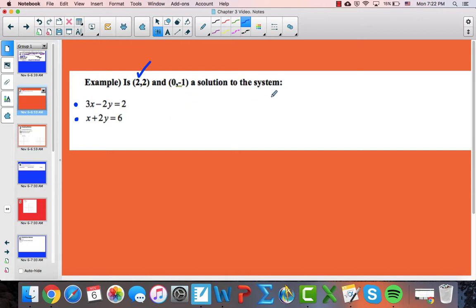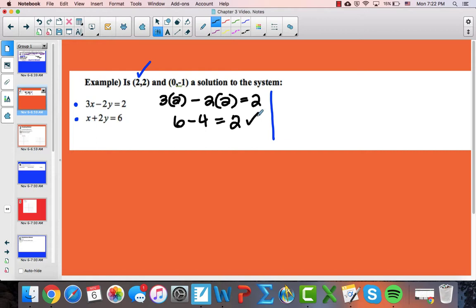All right, now if that is the solution, then the other one would not be because two lines can only intersect in one place. All right, so I'm going to test it. I'm going to plug in 2 for x and y. So 3 times 2 minus 2 times 2, does that equal 2? All right, so I get 6 minus 4, it does equal 2. Awesome. So now I got to test the other one.